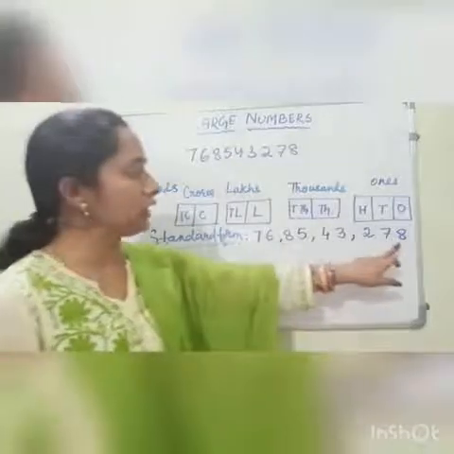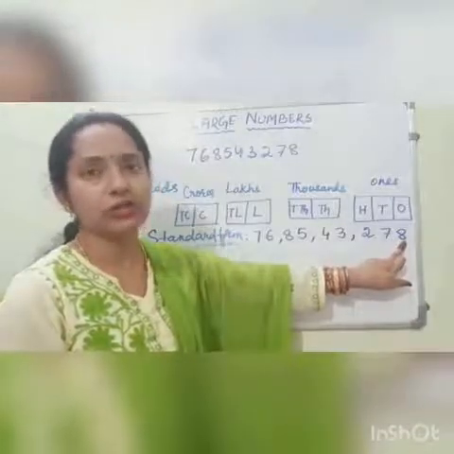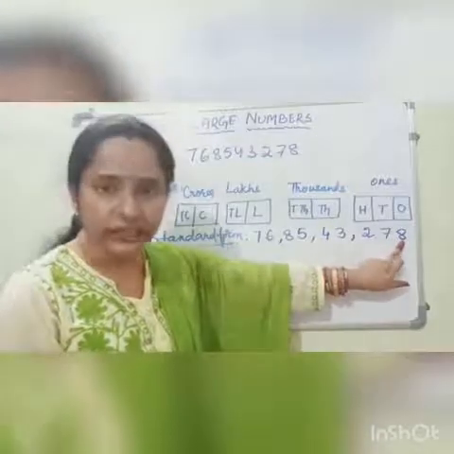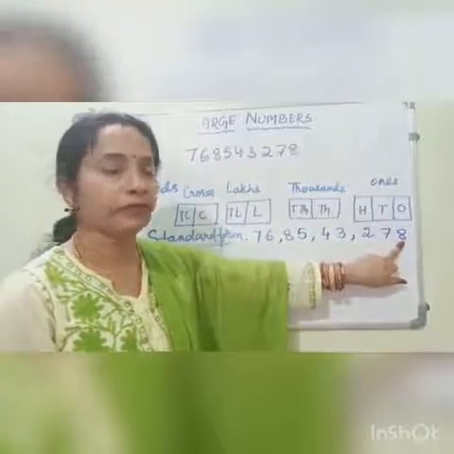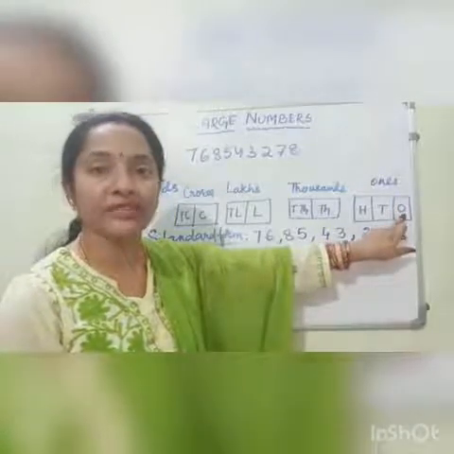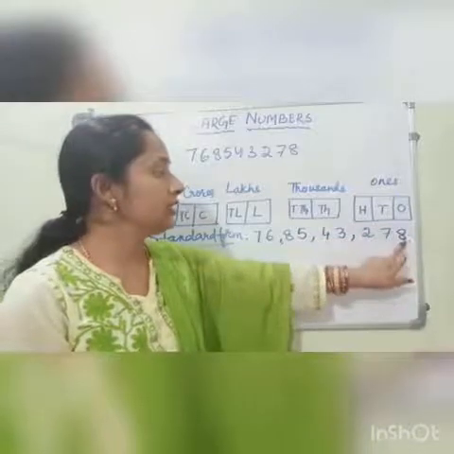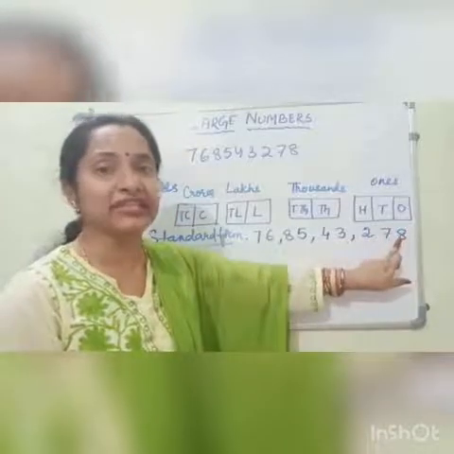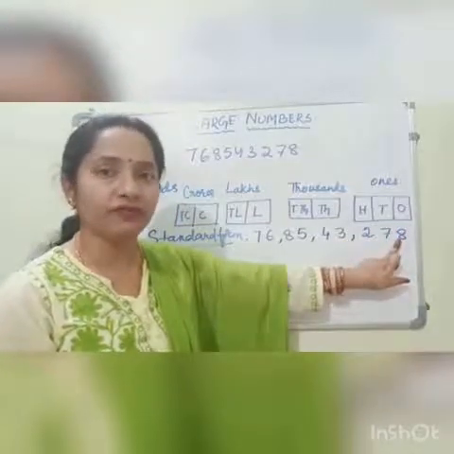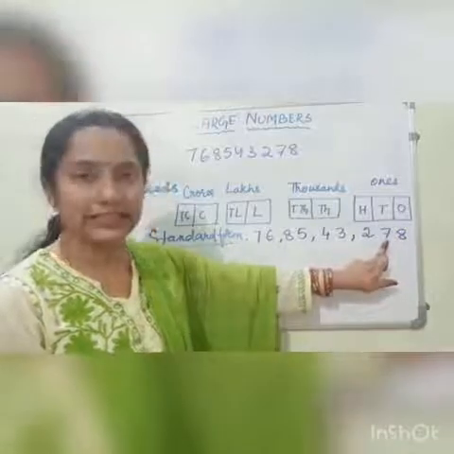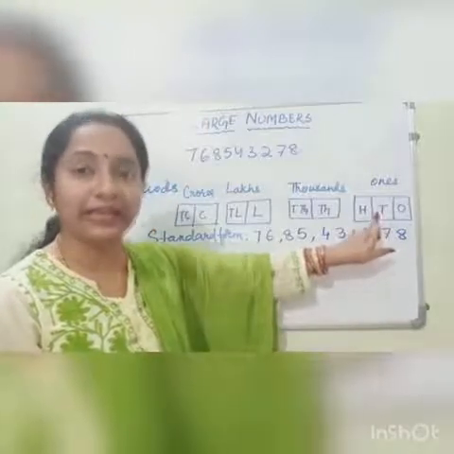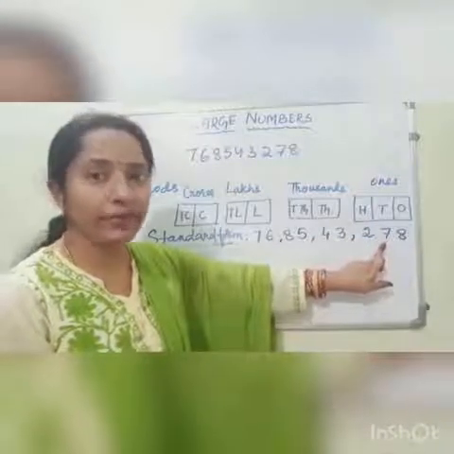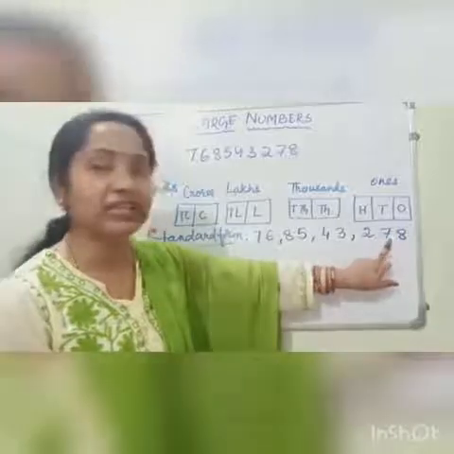If we come to the units place or the ones place, the place value is nothing but the product of the digit with the value of the place on which it is situated. See, here 8 is at ones place. So 8 into 1, 8 will be the place value of 8. Now 7 is in tens place. So 7 multiplied by 10 will give you 70. So 70 will be the place value of the digit that is present in tens place.